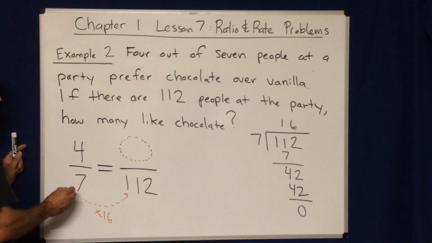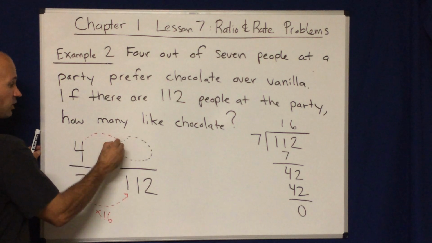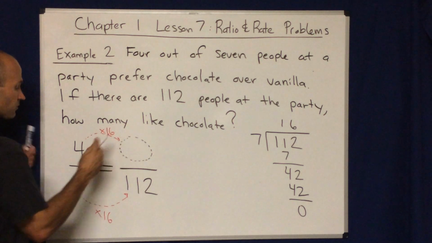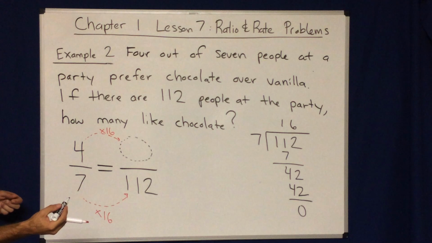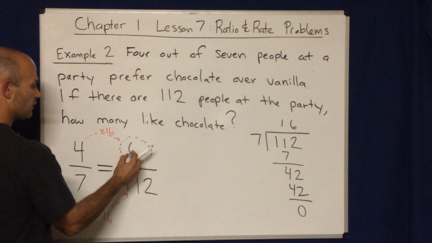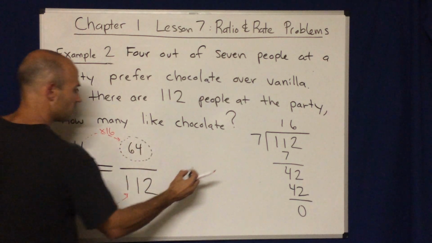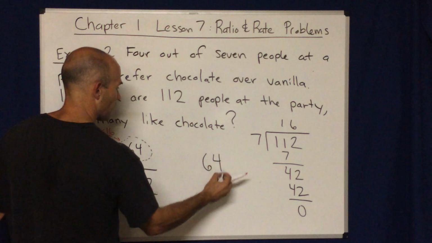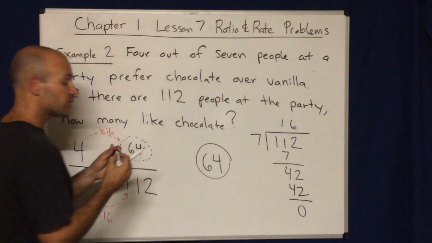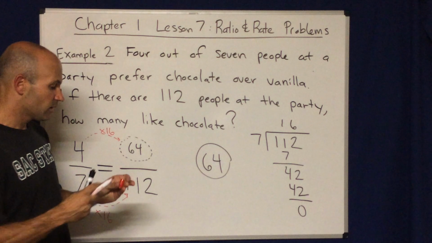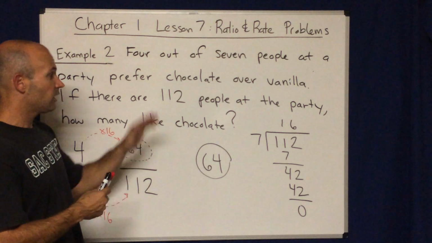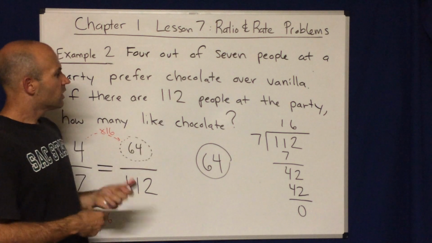Since I multiplied my denominator by 16, I must multiply my numerator by 16 also. 4 times 16 is 64. And if you have to do that off to the side, that's completely fine as well. What we care about is getting the correct answer. So 64 people out of 112 prefer chocolate ice cream over vanilla at this particular party.